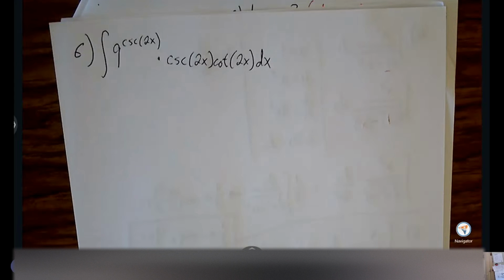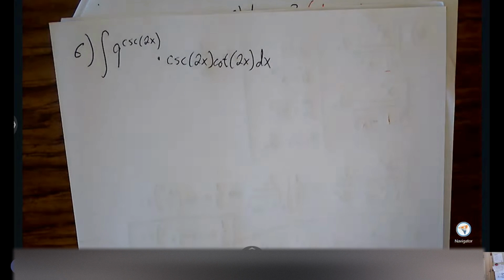Okay, so 9 raised to the cosecant 2x times cosecant 2x cotangent 2x dx. So I'm changing it slightly from the handout or from the worksheet. So if I'm looking at this, I'm saying to myself, this is too much for one rule to handle, which means this has got to be a U substitution problem, right? But before we can identify the U value, we want to have an end goal in mind, right? What rule is this going to match best with?